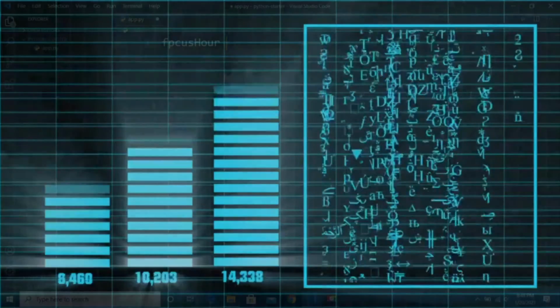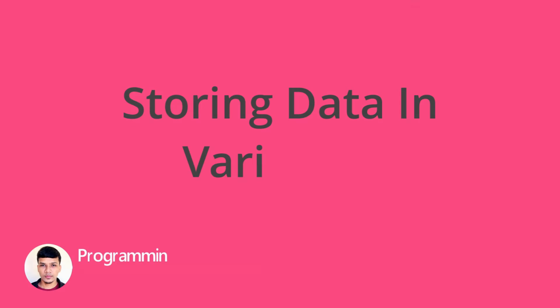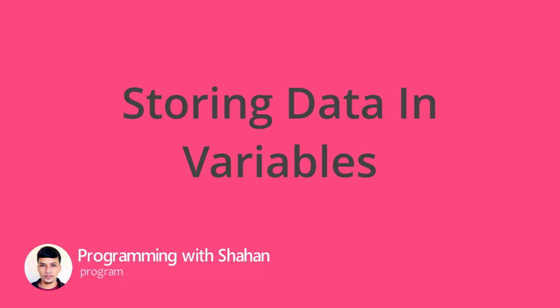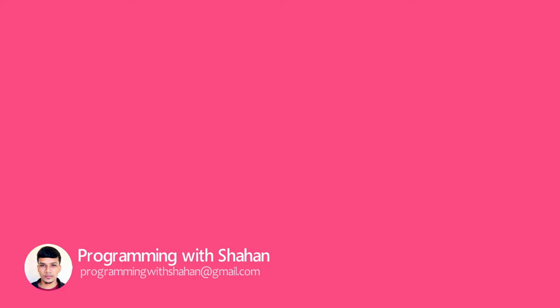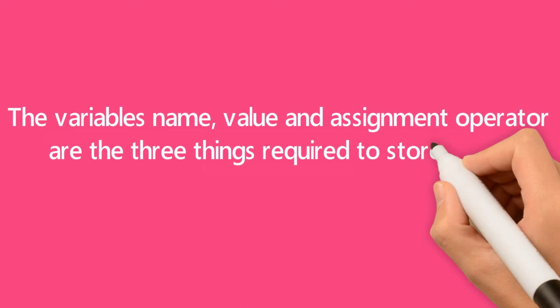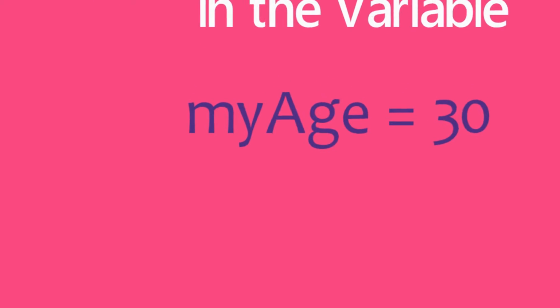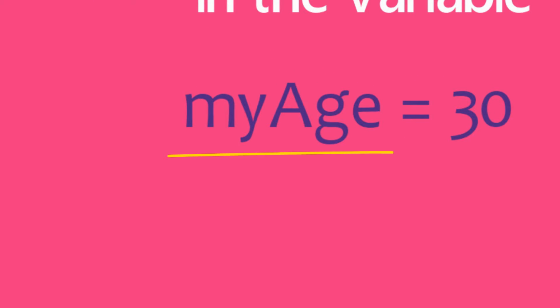Let me give you a quick example. Think I want to store data of my daily focus hour in a variable, called focus hour equals 10. Here, we use a variable named focus hour which stores a value of 10 with the assignment operator. The variable's name, value and assignment operator are the three things required to store values in a variable, like myAge equals 30. So myAge is a variable which has a value of 30.